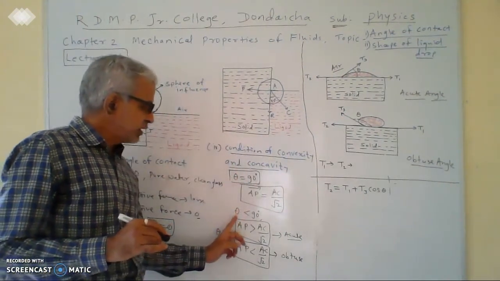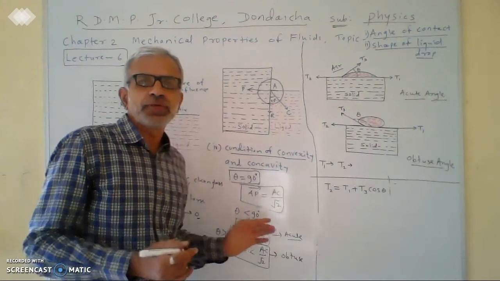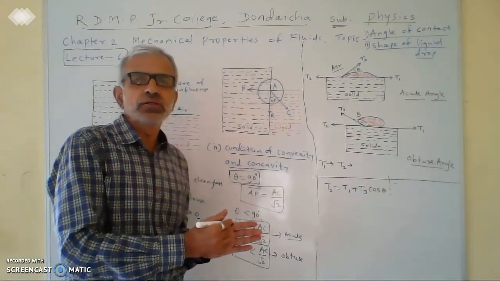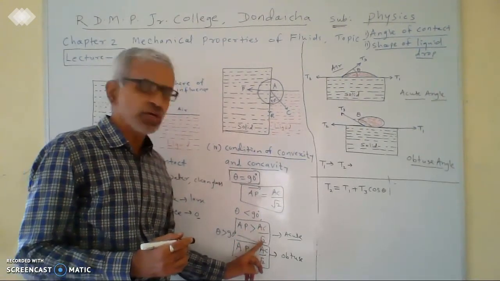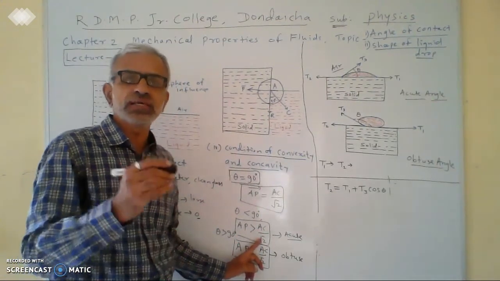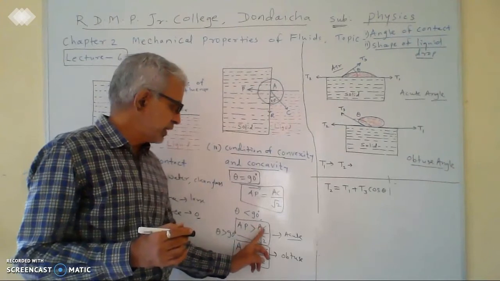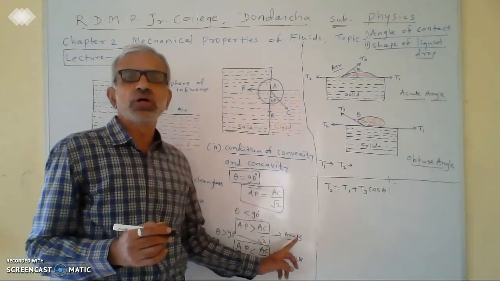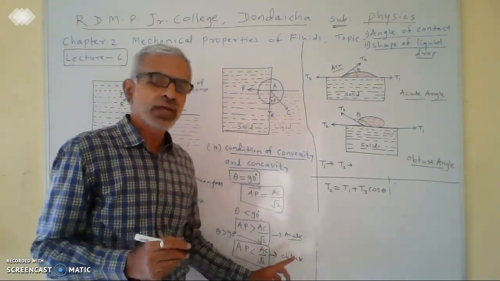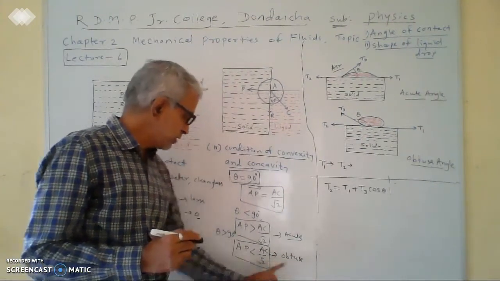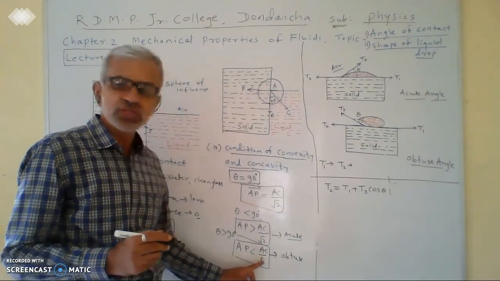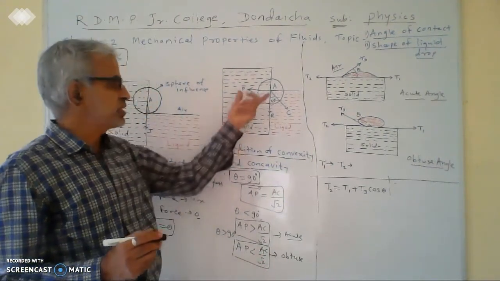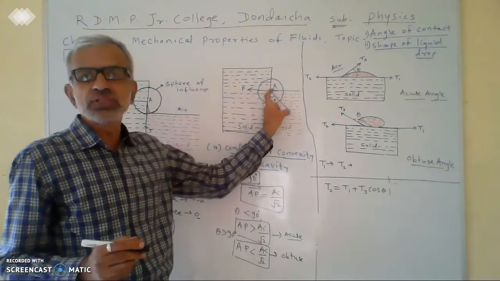And if angle is less than 90 degree, means it is acute angle, then for acute angle AP should be greater than AC upon root 2, and for obtuse angle of contact AP should be less than AC upon root 2. AP means this vector and AC means this vector.